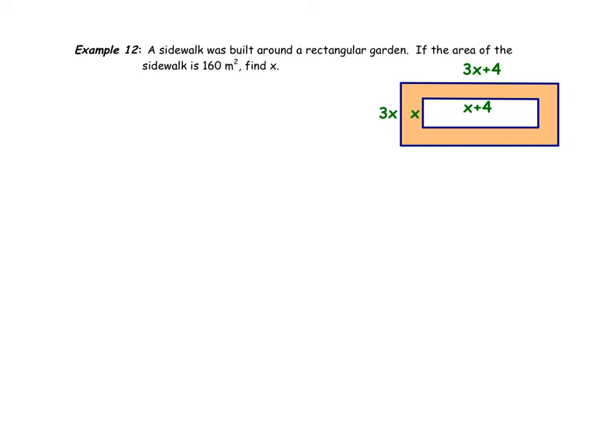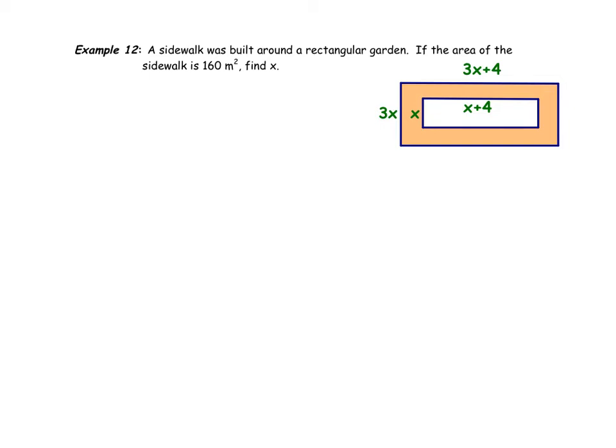This is the solution to example 12 from notes 1.4. We're told that a sidewalk was built around a rectangular garden. If the area of the sidewalk is 116 meters squared, find x. And we're given this diagram. The salmon shaded area is the sidewalk, and we're supposed to find the area of the sidewalk.